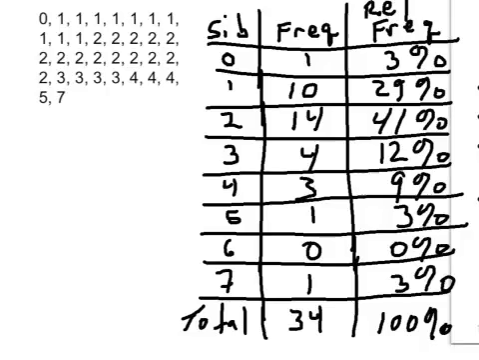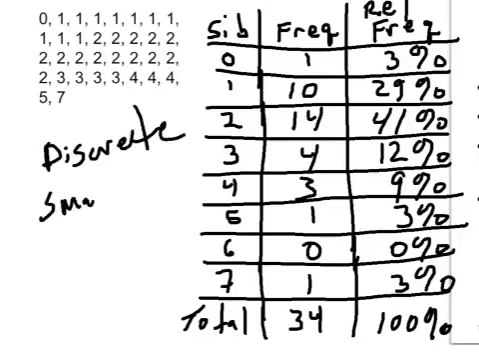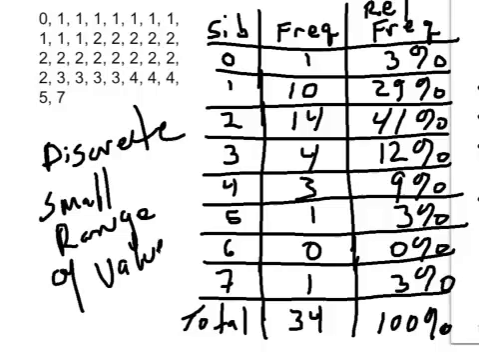So single value grouping, again, is when we have our data set, and notice that our data set here is discrete, and notice that it has a small range of values. Okay.